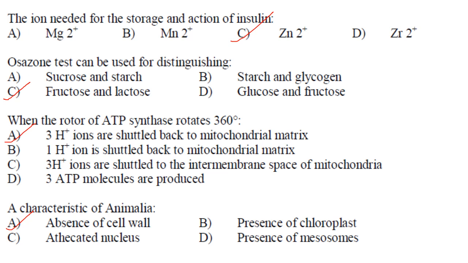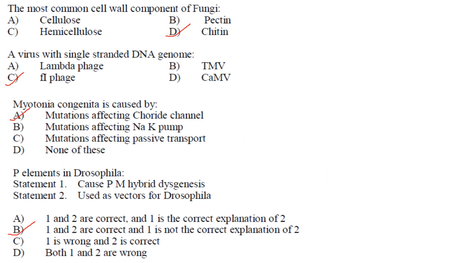The next one. When the rotor of ATP synthase rotates 360 degrees, 3 H+ ions are shuttled back to the mitochondrial matrix. That itself is correct, so option A is correct. A characteristic of Animalia: absence of cell wall, presence of chloroplast, a nucleated cell, presence of mesosomes. Absence of cell wall is the characteristic of Animalia. Cell wall is not present in kingdom Animalia. The next one. The most common cell wall component of fungi is chitin.